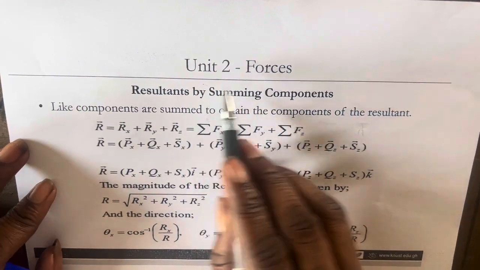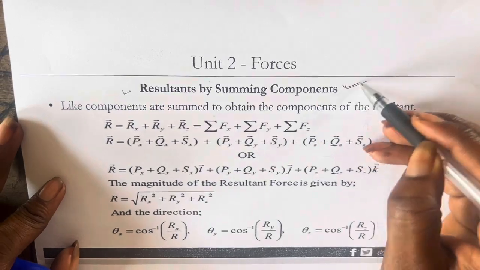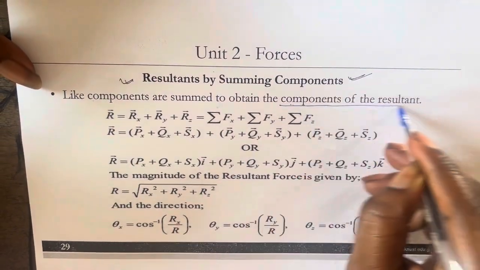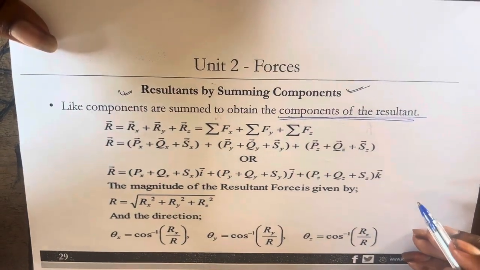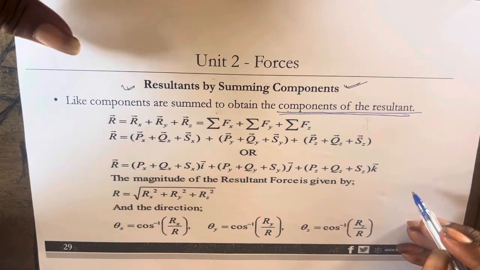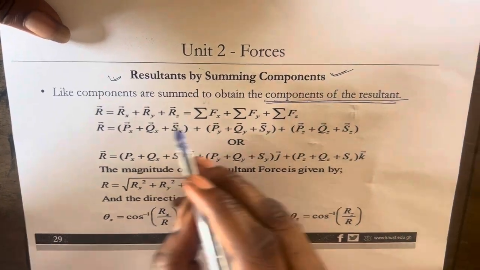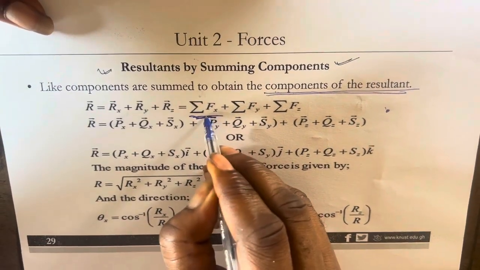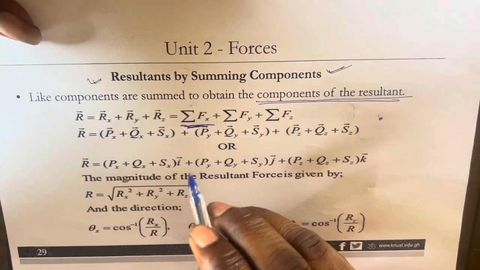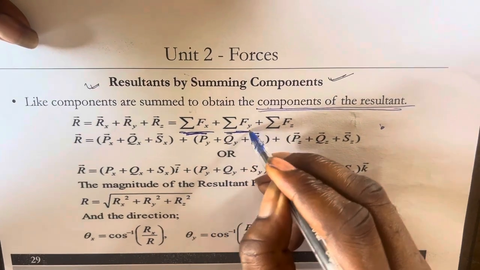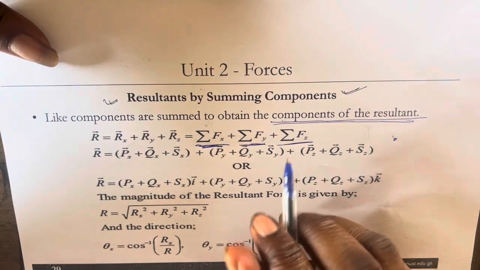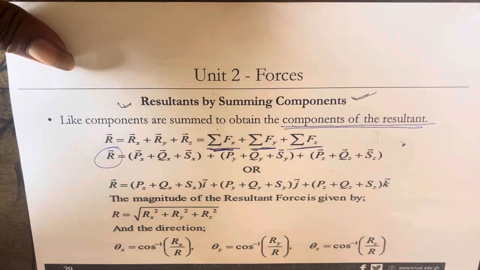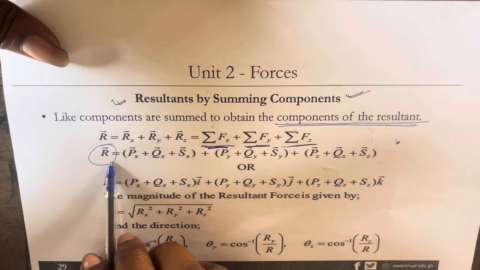Now, let's look at the resultant by summing components. Like components are summed to obtain the components of the resultant. Here's a typical example. For all forces acting on the body in space, we have to sum all the forces in the x component, sum all the forces in the y plane, and resolve all the forces in the z plane. So for instance, we have a force R, which is a resultant force we have to calculate.